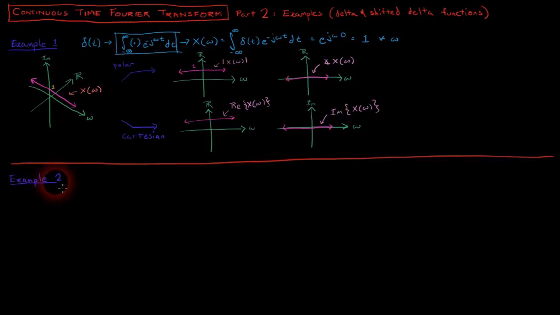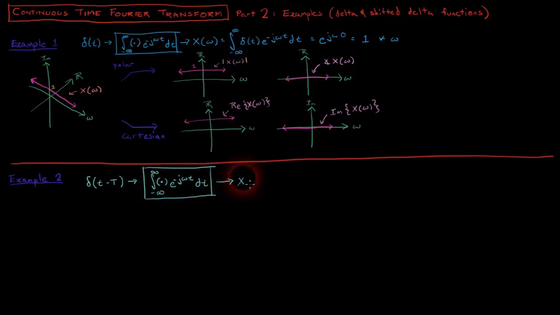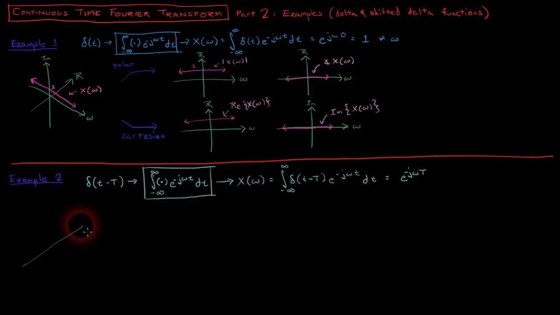Next, consider an input delta of t minus capital T. Plug the function into the CTFT and simplify. We are left with the statement that capital X of omega is equal to e to the negative j omega capital T. Now it's getting a bit more difficult to draw in 3 dimensions.